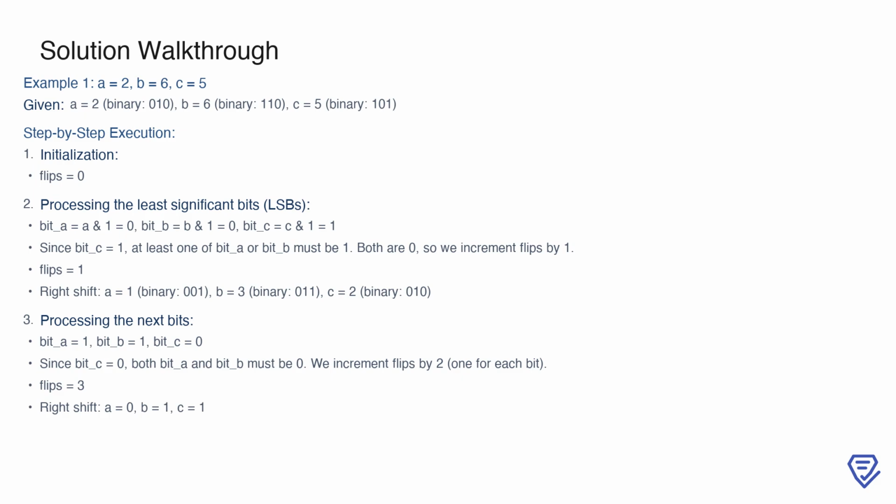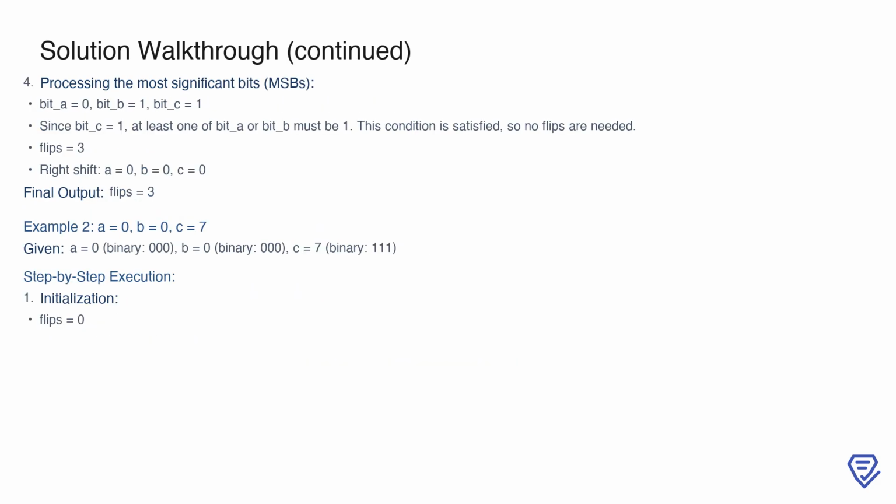After another right shift, the values become A as 0, B as 1, and C as 1. Now we process the most significant bits. BitA is 0, bitB is 1, and bitC is 1. Since bitC is 1, at least one of bitA or bitB must also be 1. This condition is already satisfied, so no flips are needed, and the flips counter remains at 3. After a final right shift, all the values A, B, and C become 0, signaling the end of processing for this example. The final output for flips is 3.